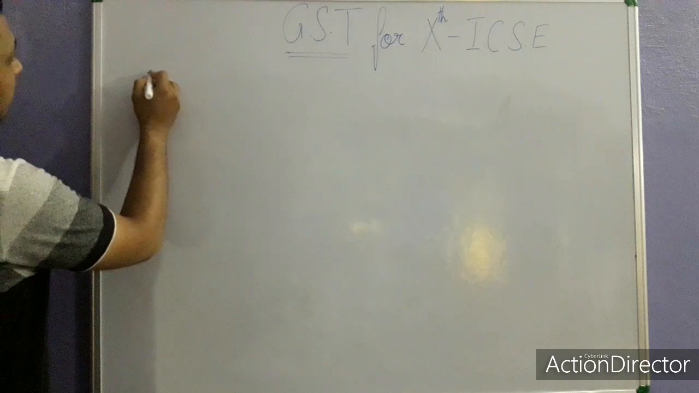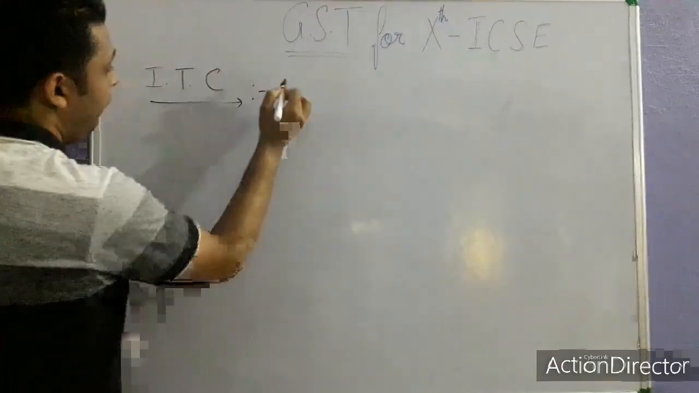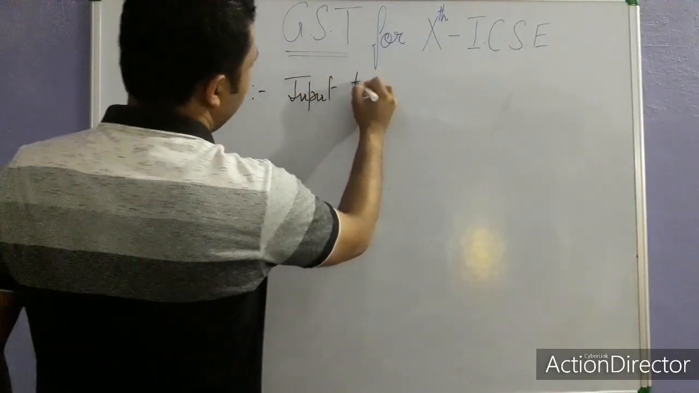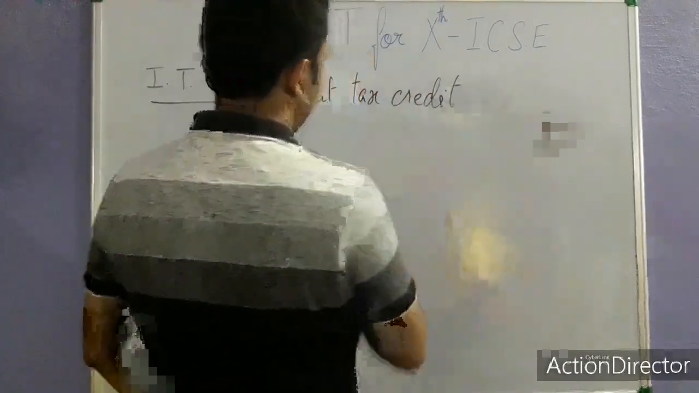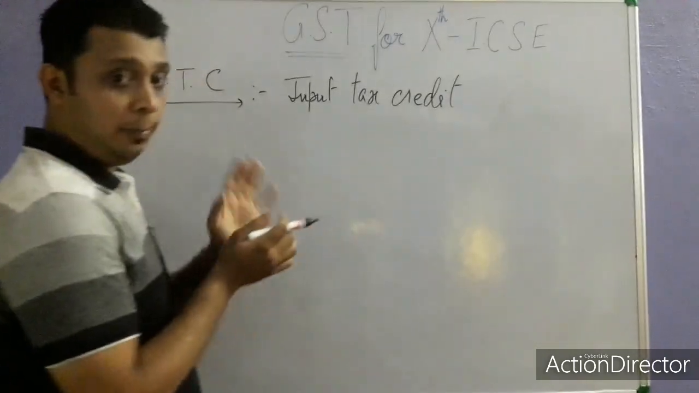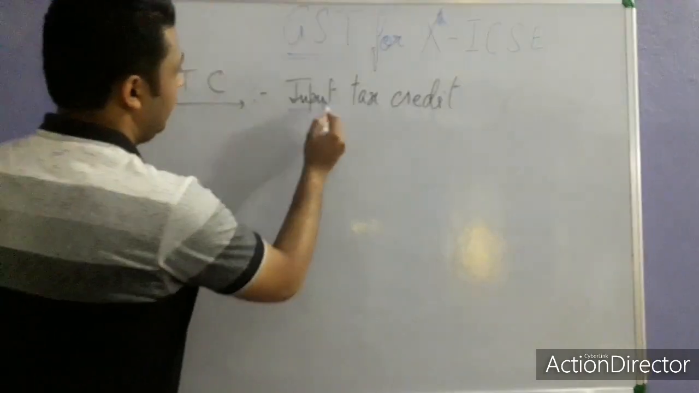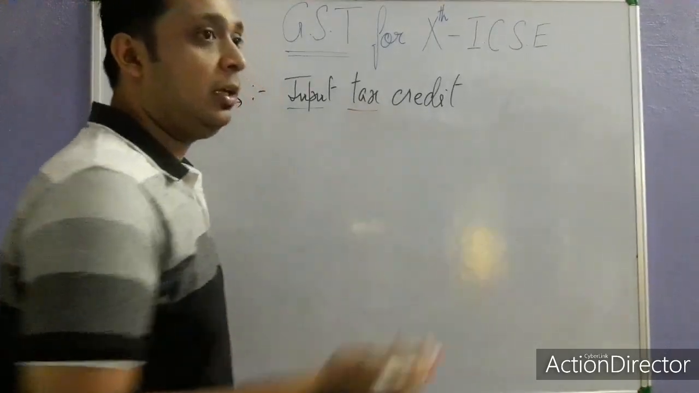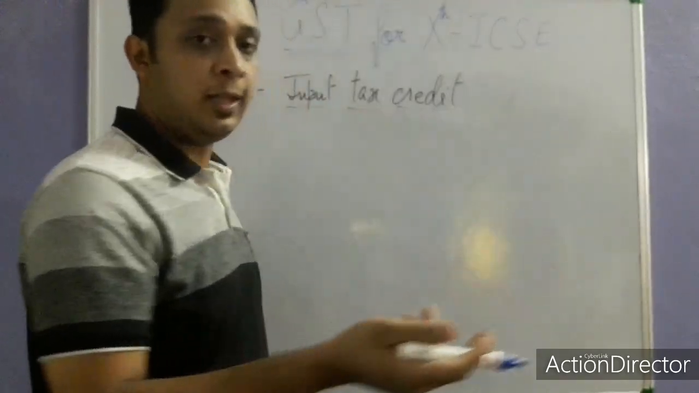So I'm talking about ITC. ITC stands for input tax credit. Input tax credit. Now, in order to understand this term, you should concentrate on all three keywords. What are the three words here? Input. Input means you plug in or you put in something. Tax means yes, you're giving a tax. And credit means you have something so that you can spend, isn't it?